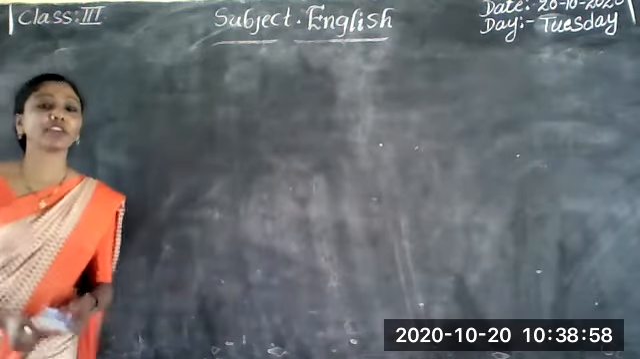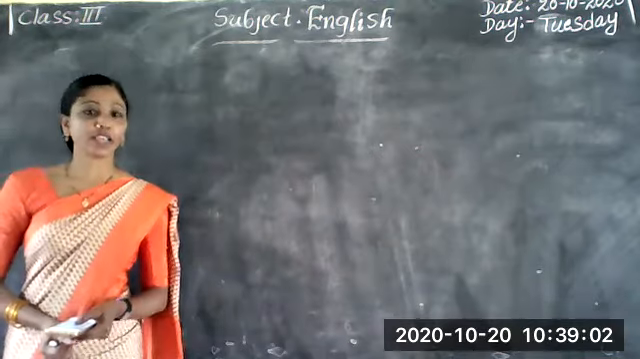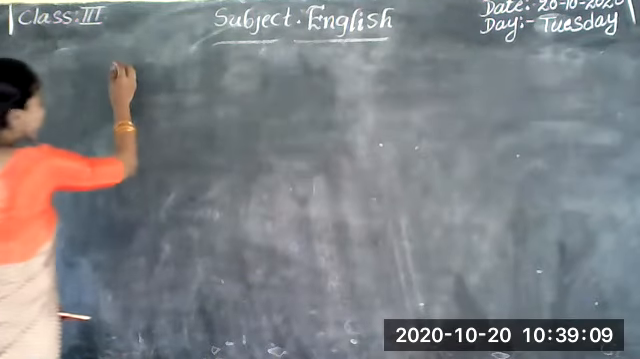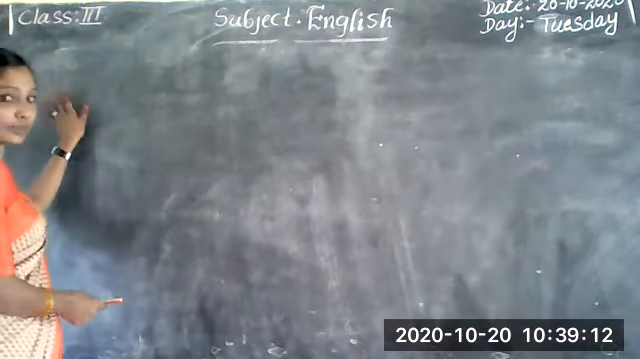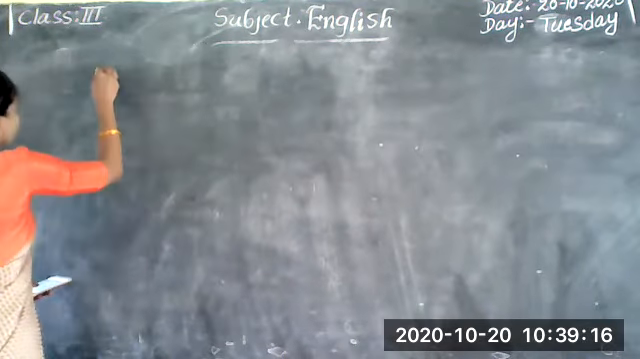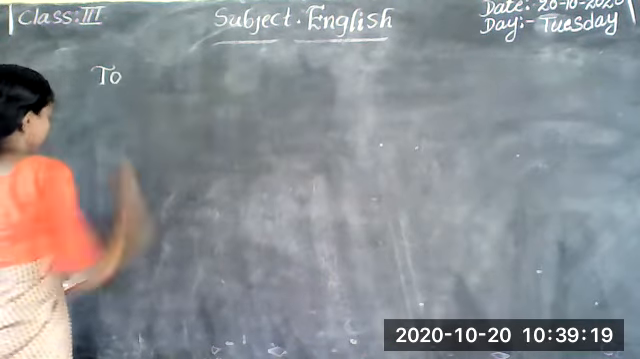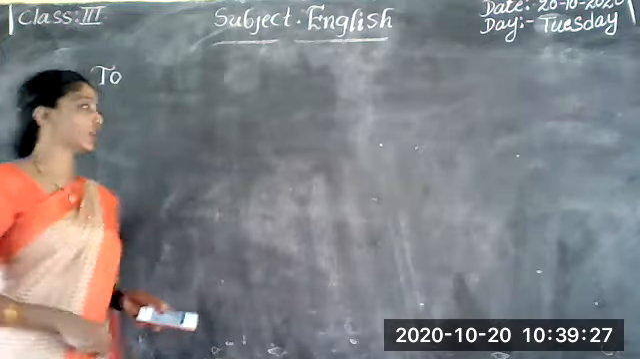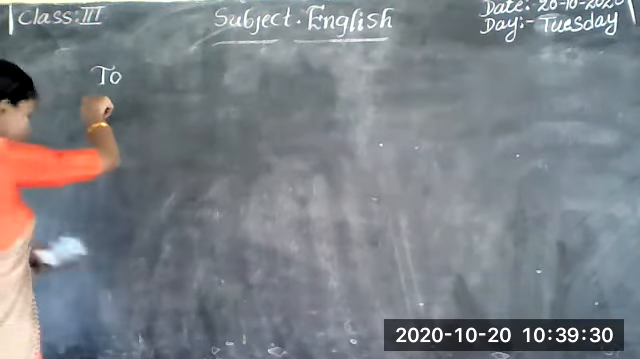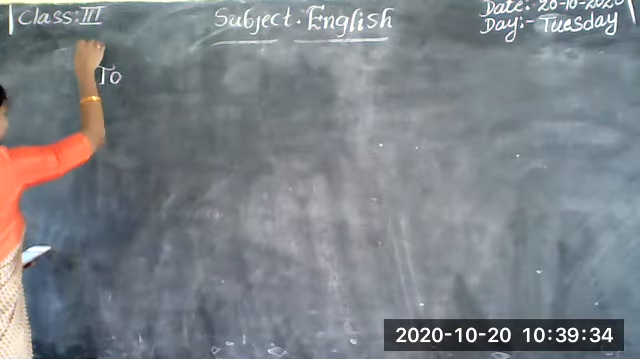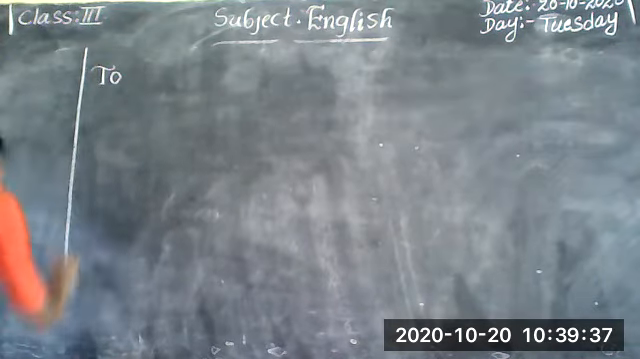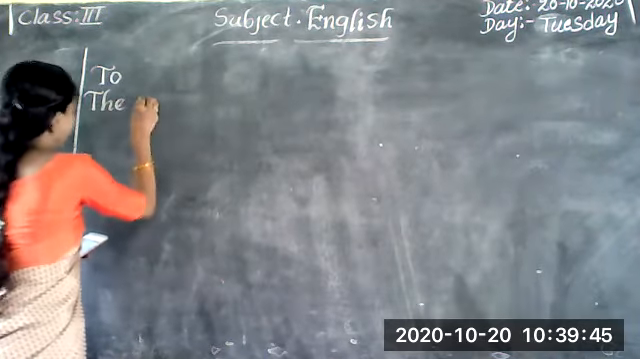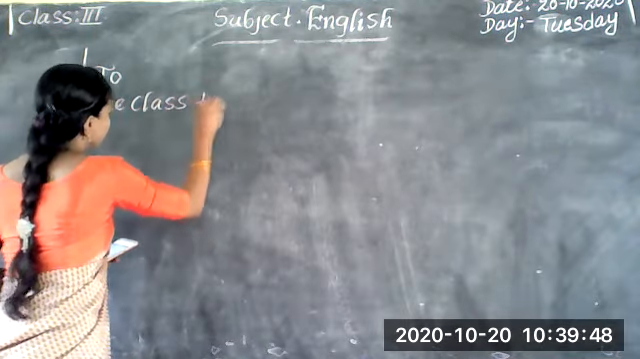Whenever we are writing a letter, we should start with a heading. So what is the heading? The recipient's address we have to write in the heading. First you should start on your left hand side. Write "To", which means your receiver. You are writing a letter to your class teacher, so you have to mention the class teacher. While you are writing, you should follow the margin. The class teacher.